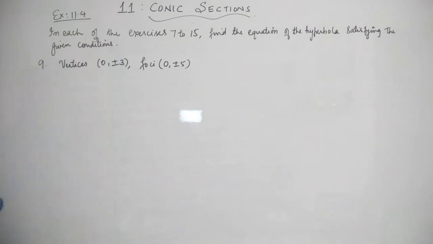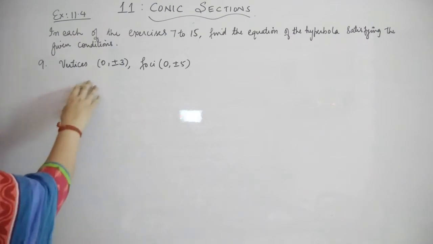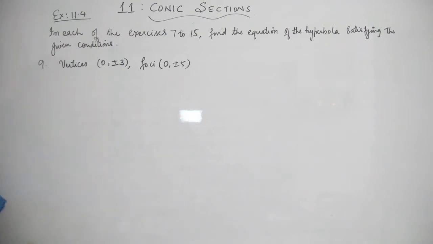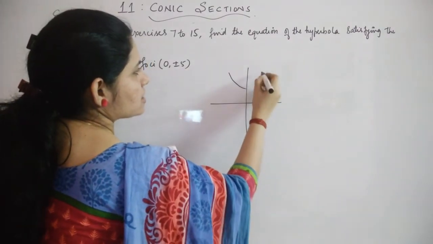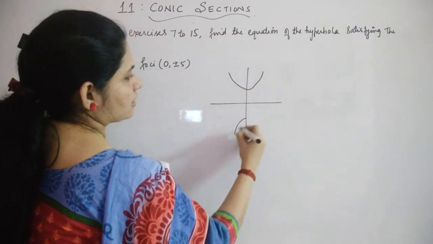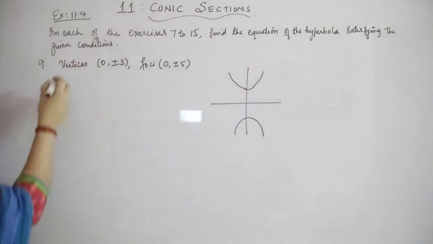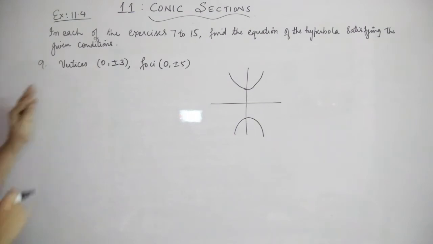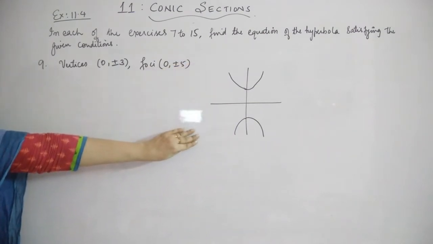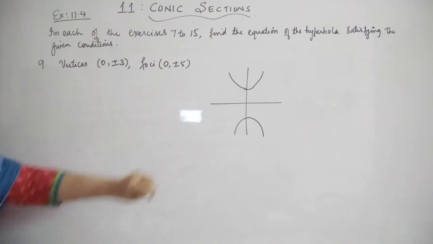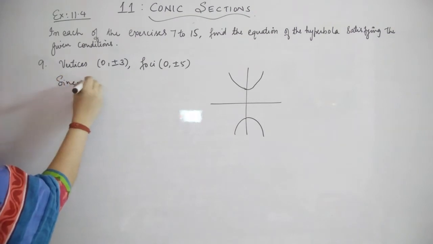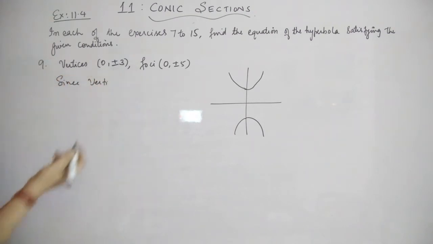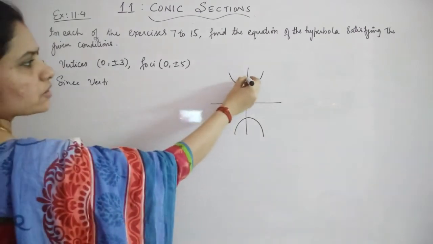Question number 9: vertices are given to be 0 plus or minus 3 and foci 0 plus or minus 5. So here again the form is 0 comma plus or minus a. So you can say that the hyperbola is of the form in which the transverse axis is on the y-axis like this. So we can just say that the form of this hyperbola is y square by a square minus x square by b square equal to 1. Since the foci are also of the same form, they will also lie on the y-axis.